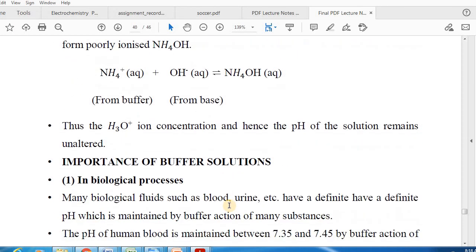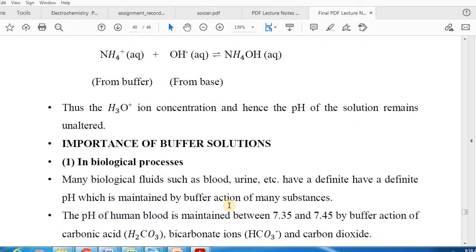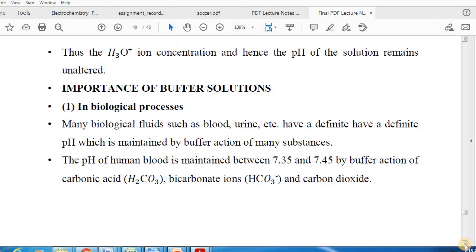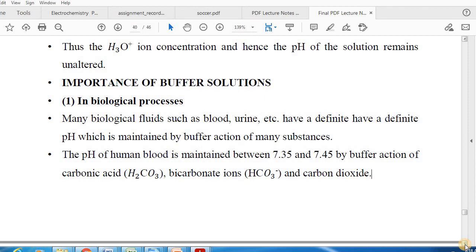So what is the importance of buffer solutions? First one, in biological processes. Many biological fluids such as blood, urine, etc. have a definite value of pH and this is all maintained by the buffer action of many substances. Second, the pH of human blood is maintained between 7.35 and 7.45 by the buffer action of carbonic acid, bicarbonate ions and carbon dioxide.